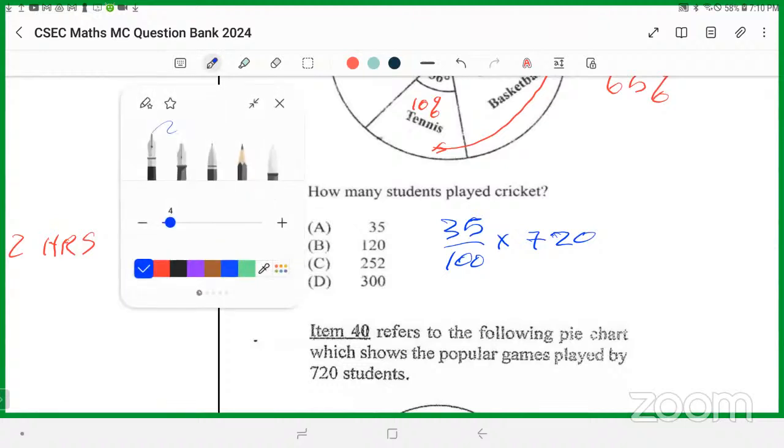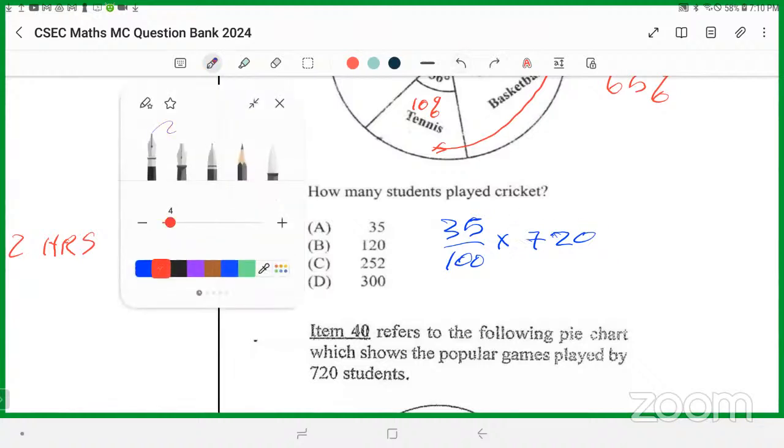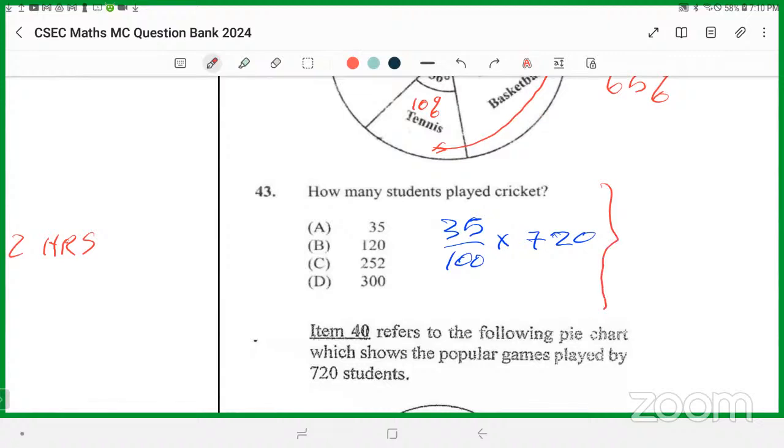If we cancel it down, or we can build up the 720 to 35%. We can work it as percentages. We want 35%, right? So we can say 10% is 72, and build it up. So 10% is 72 students.